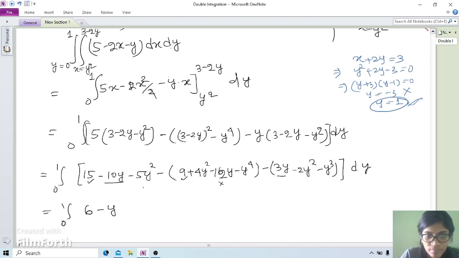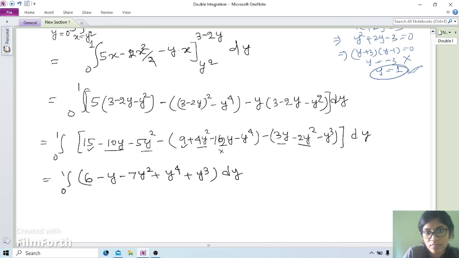Minus 5y square minus 4y square minus 9y square plus 2y square, which equals minus 7y square. Next is minus y cube, minus of minus y to the power 4, y to the power 4, minus of minus plus y to the power 3, into dy.